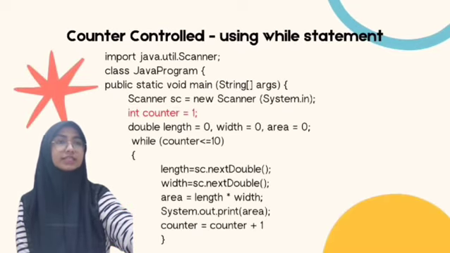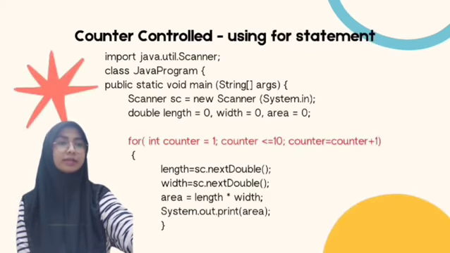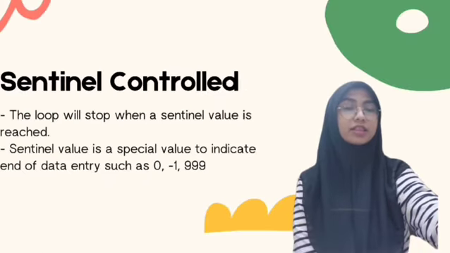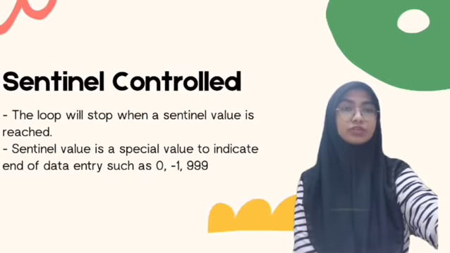Now, let's see the Java program of counter control that uses the while statement. As you can see there, I already highlighted in red color the difference between the while statement and the for statement. In the while statement, they use int counter equal to 1. But in the for statement, they use for int counter equal to 1, counter less than or equal to 10, and counter equal to counter plus 1.